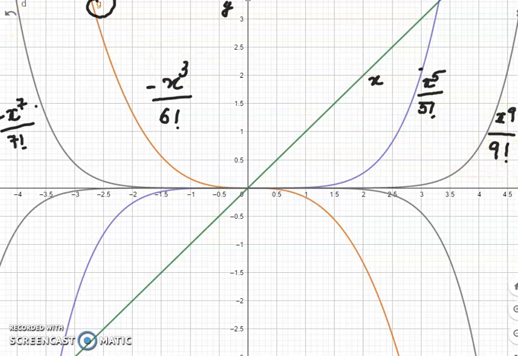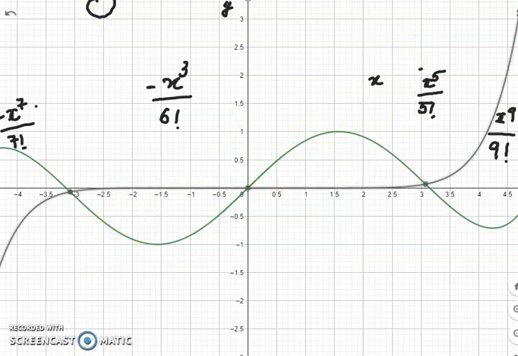Now I am going to add all these functions together. Let's see. Yes. And here you can see that by adding all these functions, this one, and disabling all other functions now. Yes, see this one. So finally adding x power 5 by 5 factorial, minus x cubed by 6 factorial, minus x power 7 by 7 factorial, x power 9 by 9 factorial, we can produce a sine wave. See, this is a sine wave.